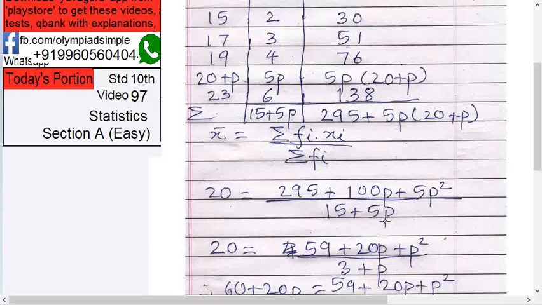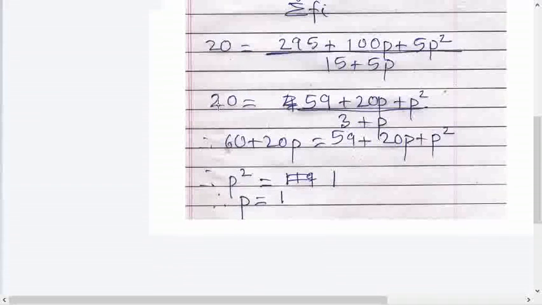this 15 plus 5p. Solve them, cross them, so it becomes 20 equals to divided by 5 everything, 59 plus 20p plus p square upon 3 plus p. Solve them, cross this, so it becomes 60 plus 20p equals to 59 plus 20p plus p square. Therefore solve them again, so it becomes p square equals to 1.